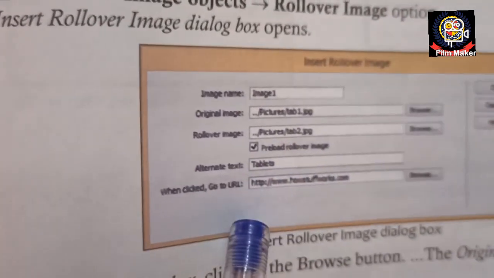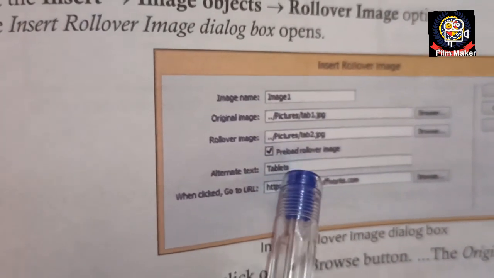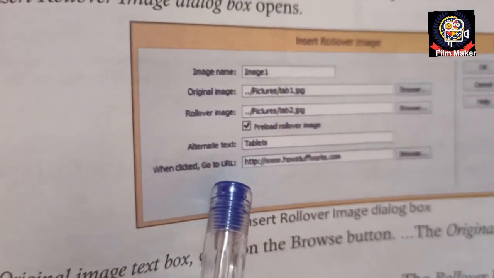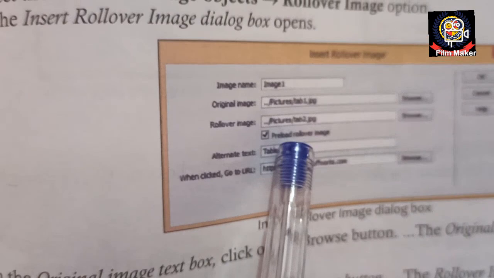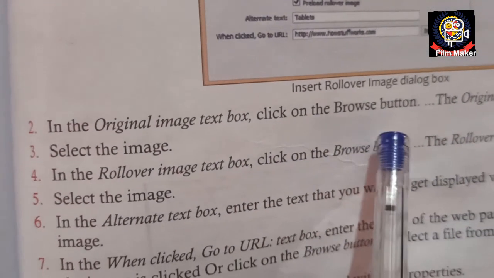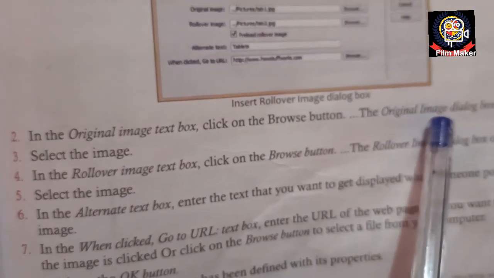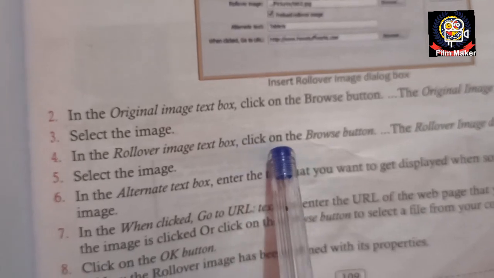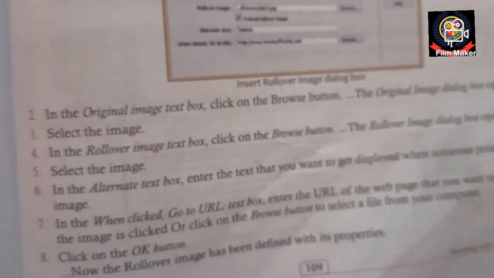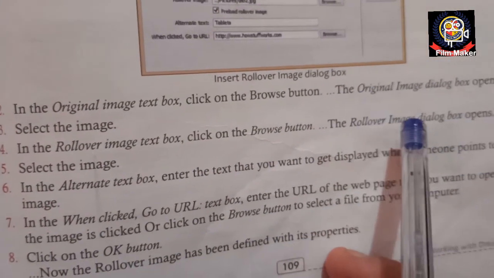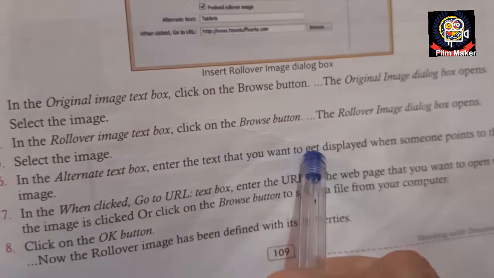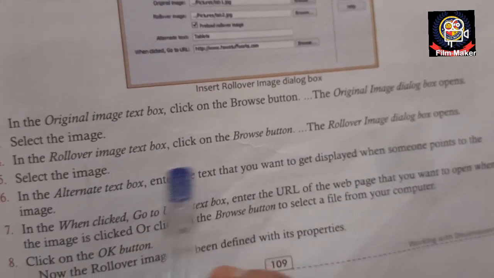Okay, and then the next one is 'When clicked, go to URL', so that if the user points, the image changes, and if the user clicks it, then it will go to another page. Okay, so then in the original image text box, click on the Browse button. The original image dialog box opens, select the image. In the rollover image text box, click on the Browse button. The rollover image dialog box opens, select the image. Then in the alternate text box, enter the text you want to get displayed when someone points to that image.